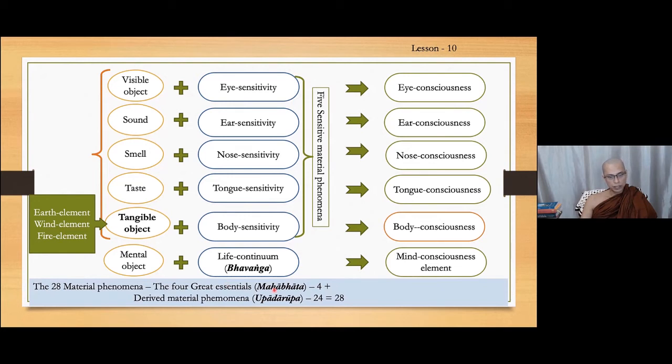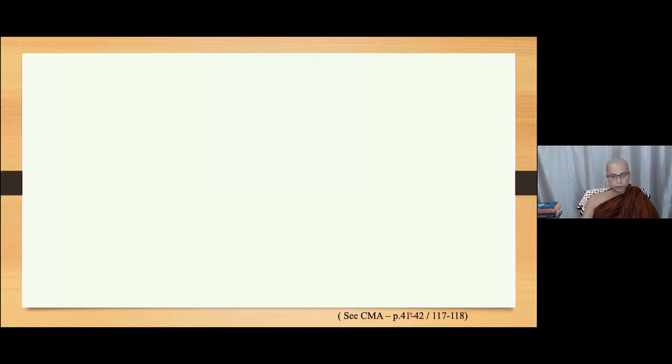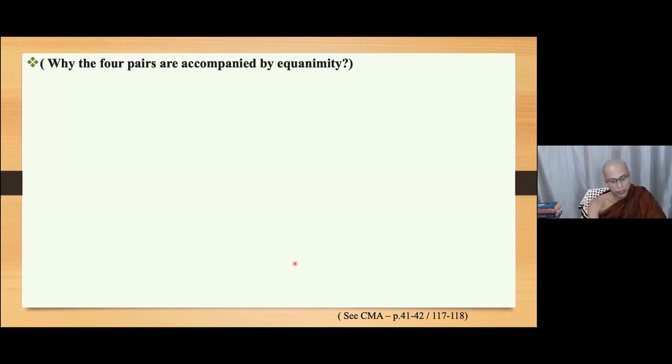There are 4 great essentials in the 28 matters, and the other 24 are derived material phenomena, those arising depending on the great essentials. So the great essentials are the basic form of materiality. We already studied this, and based on this understanding, the question comes: why are the 4 pairs accompanied by equanimity?